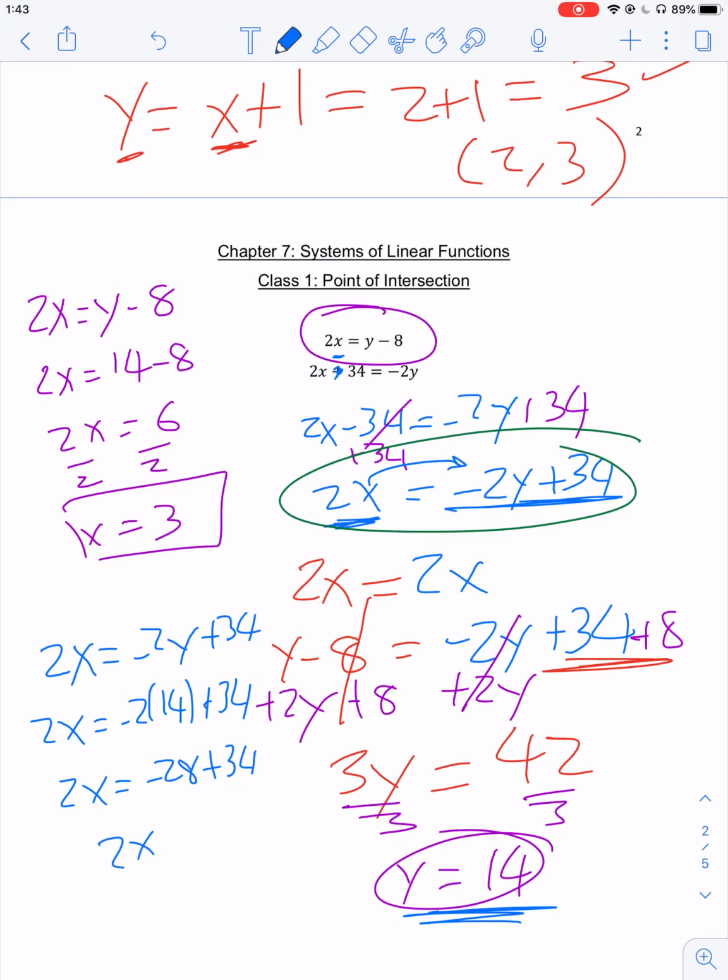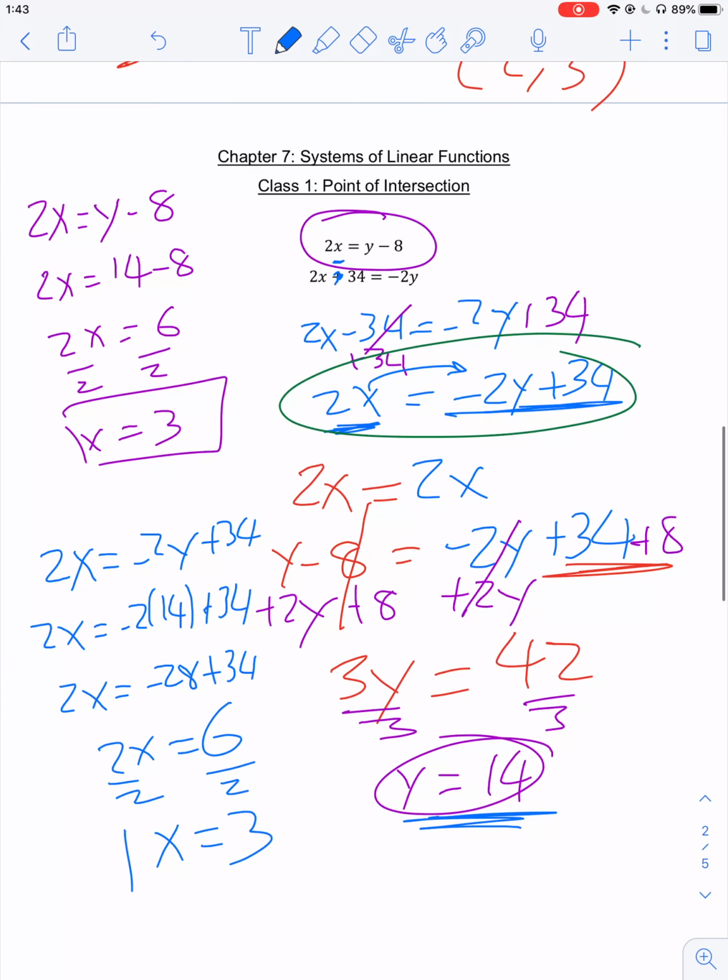So 2x is equal to 6, and you divide by 2, right? I hope this is visible, so I'm just going to erase this. 2x is equal to 6, divide by 2, x is equal to 3, okay? Which is what I have up here. And you should get the same thing, okay?